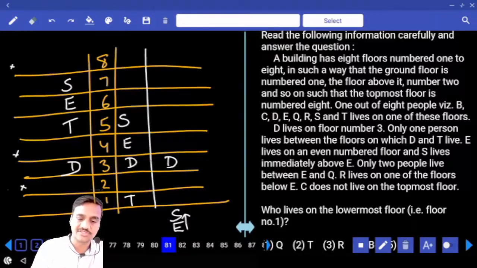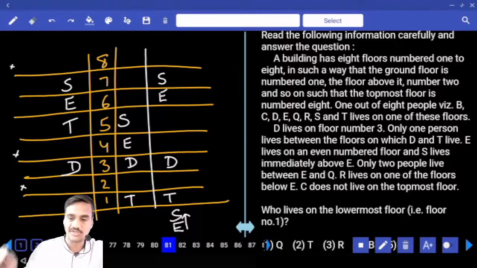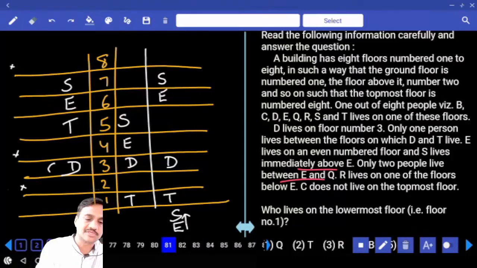And in the second case, D is here, T is here. Now E is on the sixth floor. S is here, there is another possibility. Altogether, we have 3 different possibilities in this one. Only 2 people between E and Q. In between E and Q, there must be exactly 2 people.